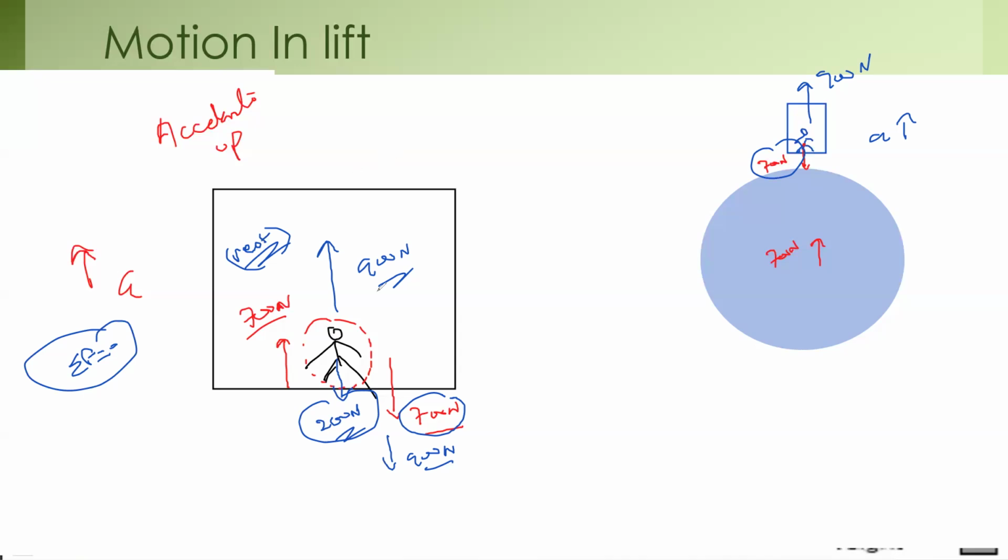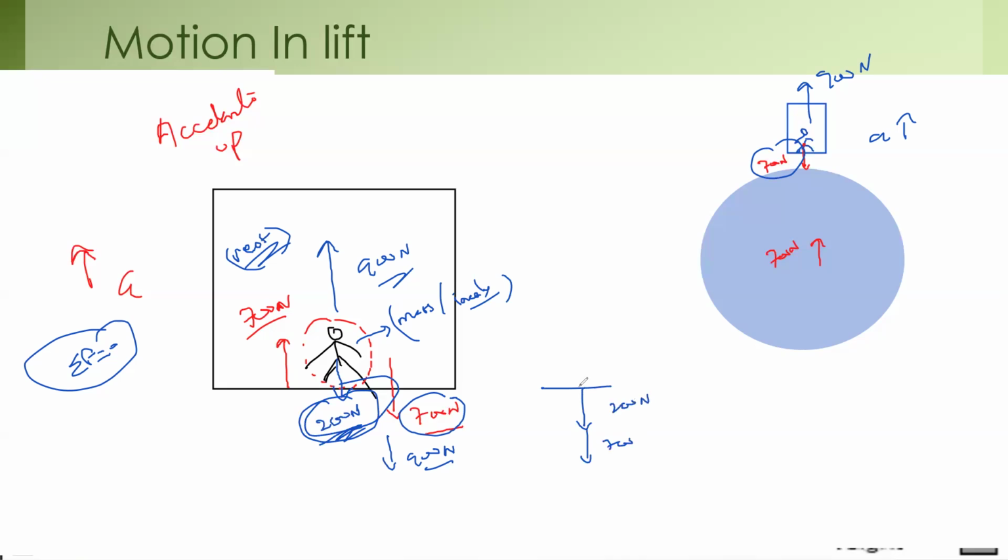So what actually happened is that when the lift is accelerating upward, our body has a mass, and because of the mass, we have inertia. And because of the inertia, we tend to resist the change. So if the lift is accelerating up, we try to resist the change. To resist the change, naturally, our body will apply a downward force. So the total downward force is now the weight plus the additional downward force.